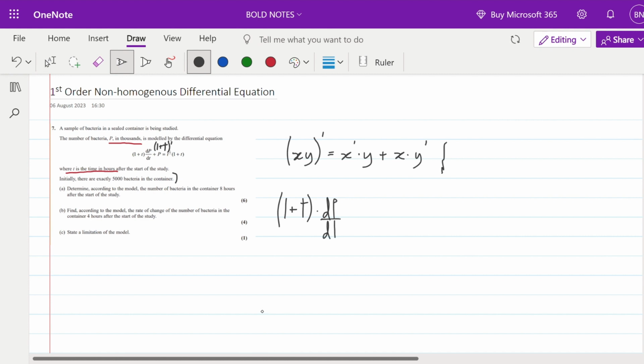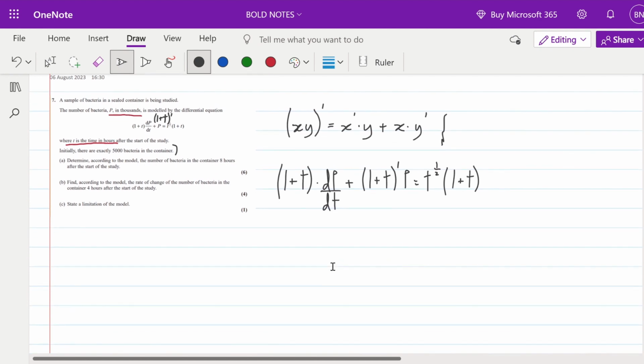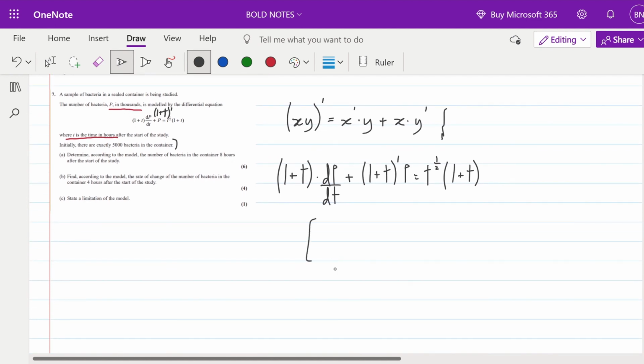So you can see here how we can write it like this. 1 plus t derivative times p, because obviously this is 1, so it's just 1 times p, and then it's equal to t to the half 1 plus t. And then from there you can express it obviously with product rule, so it would essentially be the whole derivative of 1 plus t, being one term like the x for example, times p, right, is equal to t to the half 1 plus t.